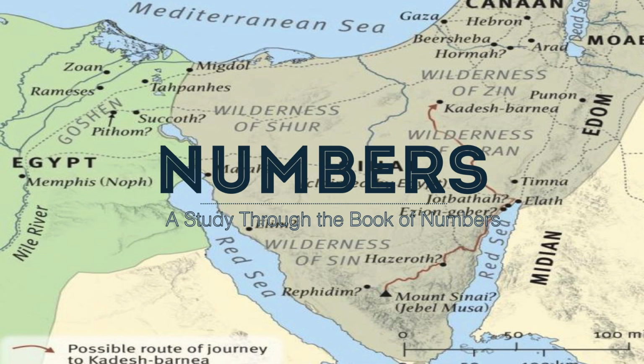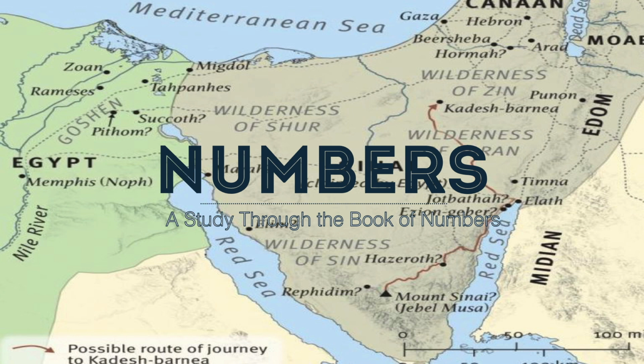This lesson, number 8 in our study of the book of Numbers. On the screen, you'll see the old traditional route that has always been thought to be the route taken by Israel coming out of Egypt and prior to getting into the Promised Land, which I believe has since been proven not to be the correct route, but we will see that in just a few minutes.